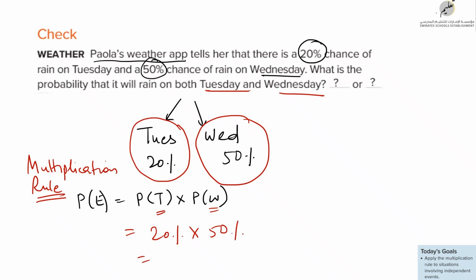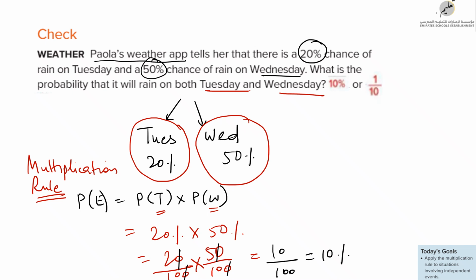Now these are given in percentage, you can convert to fraction. But because in the question the probabilities were given in percentage, the final answer I'm going to give as a percentage. Okay, so now do some cancellation. 0 0, all of this is done. 2 multiplied by 5 is 10 over 100, so this is nothing but 10%. So the chance that it's going to rain on both Tuesday and Wednesday is 10%, or if you want to convert to a fraction, it's going to be 1 over 10.